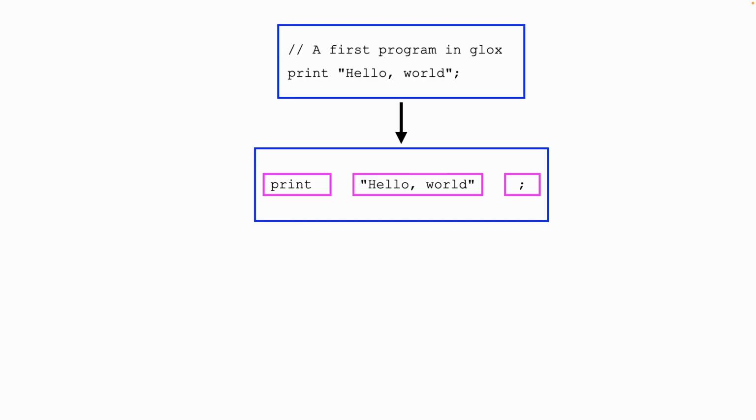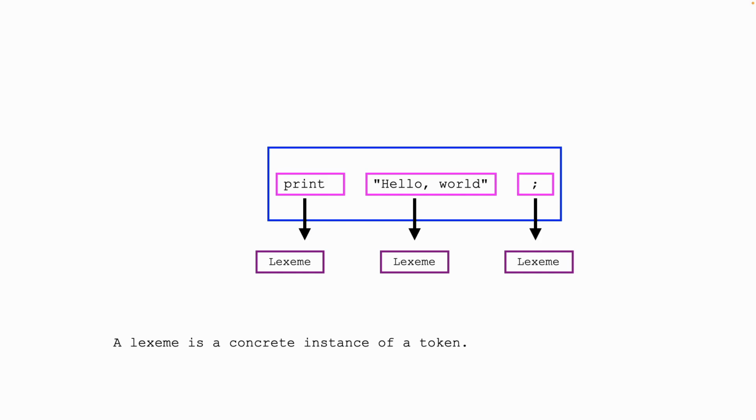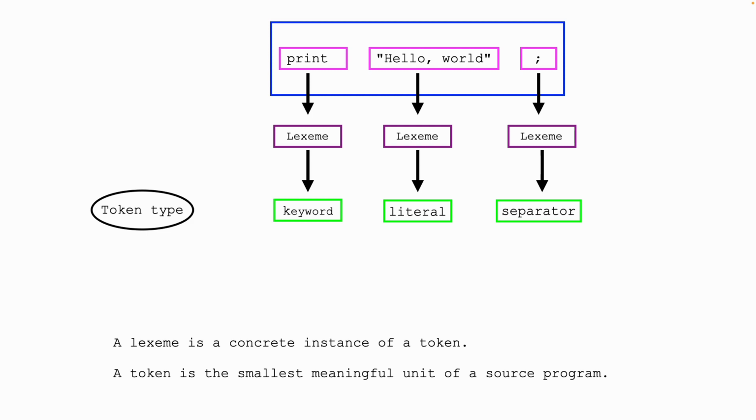If we take that line of code, you notice that it can be separated into 3 pieces. Each of those pieces is what we call a lexeme. A lexeme is simply a concrete instance of a token. And that, of course, begs the question, what is a token? A token is simply the smallest meaningful unit of a source program, which might sound a bit complex, but what it really means is: what class does the lexeme belong to?